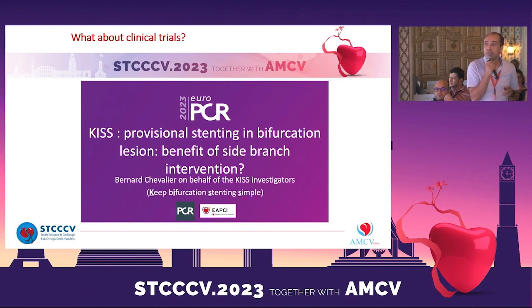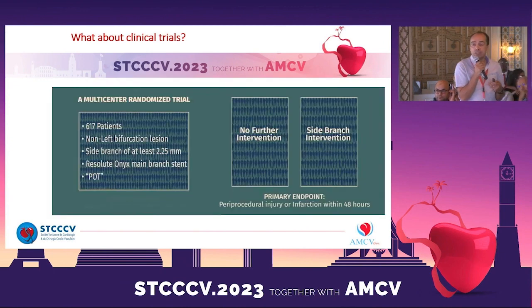Recently in EuroPCR 2023, a very interesting trial was presented. Trial KISS, provisional stenting in bifurcation lesion, benefit of side branch intervention. It's a trial which included more than 600 patients, non-left main bifurcation lesions, with side branch of at least 2.25 millimeters, two groups: no further intervention in the first group and side branch intervention in the second group, and the primary endpoint was peri-procedural injury or infarction within 48 hours.